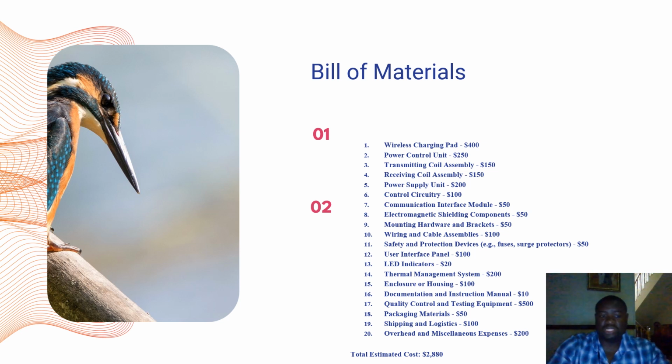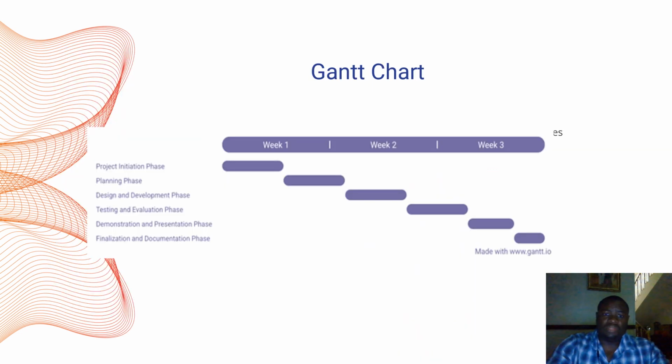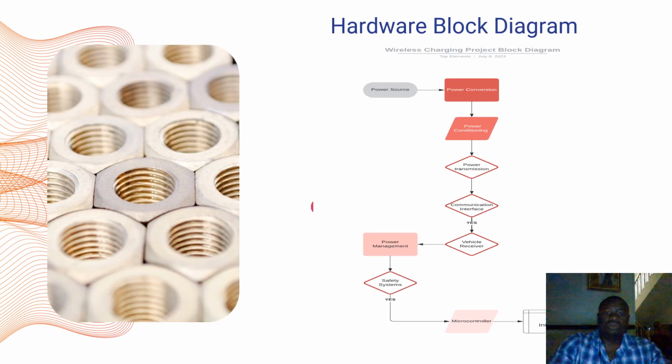Miscellaneous expenses, $200. So the Gantt chart, although I would change that from weeks to months, approximately. Yes, if everything goes to plan, I don't see why it shouldn't be done in maybe a month or two. But approximately, we have the project initiation phase, the planning phase, the design and development phase, the testing and evaluation phase, the demonstration presentation phase, and the finalization documentation phase.